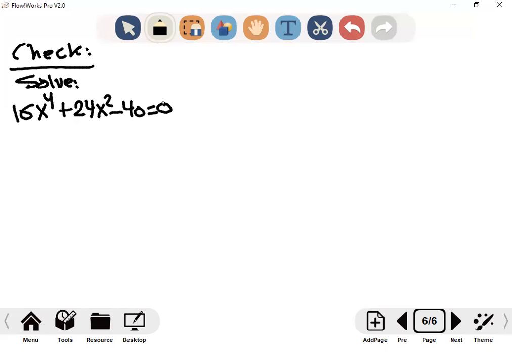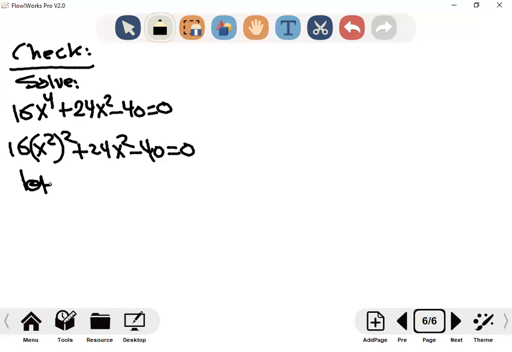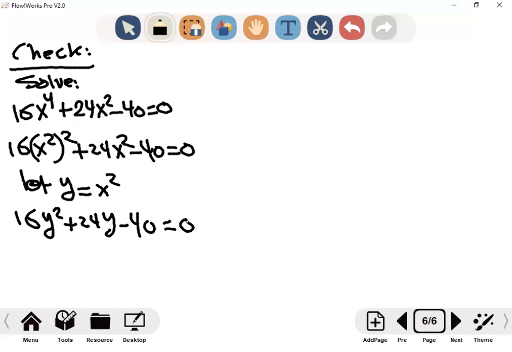Is it ready? Yes. 2, like that. Let's go: 16 x power 2 all power 2 plus 24 x power 2 minus 40 equals 0. Replace y by x power 2. The book used u, it's fine, any variable. Now replace x power 2 by what? By y. So this equation will be 16 y power 2 plus 24 y minus 40, equal 0, a quadratic equation.